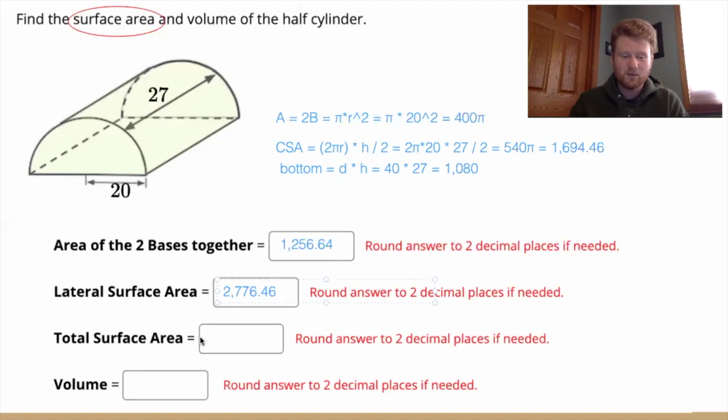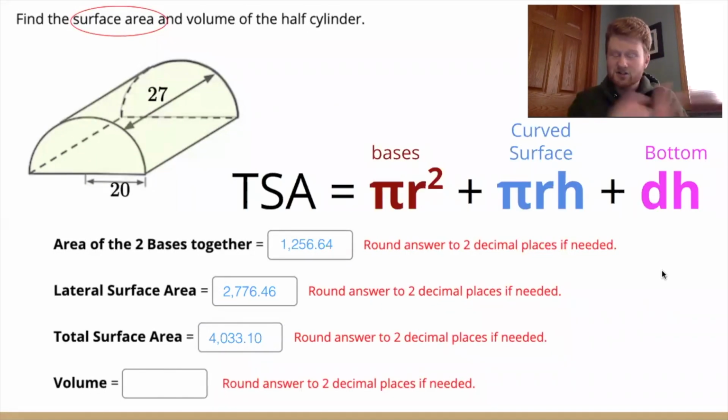But remember, we're not done with the surface area yet, because we need to add the area of the bases plus the total, or the lateral surface area. And that'll get us a total of 4,033.10. I want to again remind you of the formula. Here for TSA, what we can do is pi r squared gets the area of both the bases. The curved surface can be found using pi rh, and that bottom rectangle is the diameter times the height.